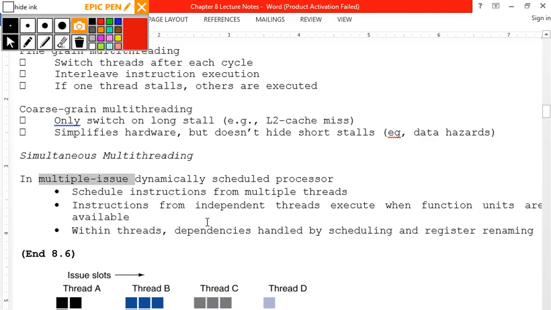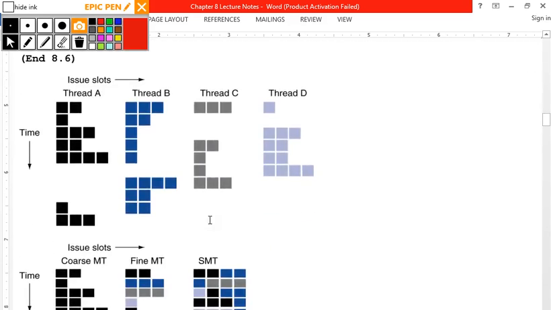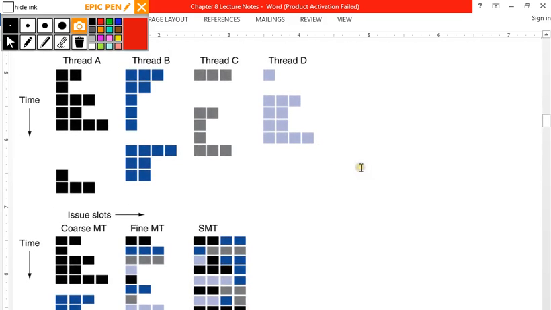So this diagram is a really good description of how coarse grain, fine grain, and SMT work. I can fit the whole thing here on one screen. All right, so you have 4 threads of execution, and we have 4 potential issue slots. So we can execute 4 instructions simultaneously in this processor.